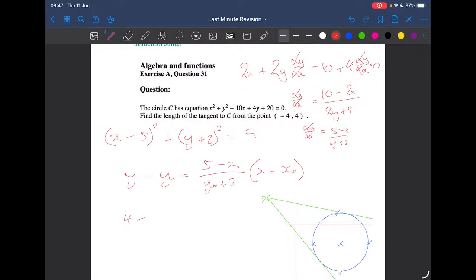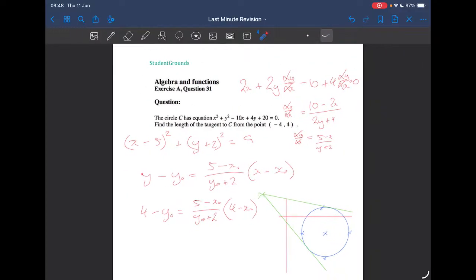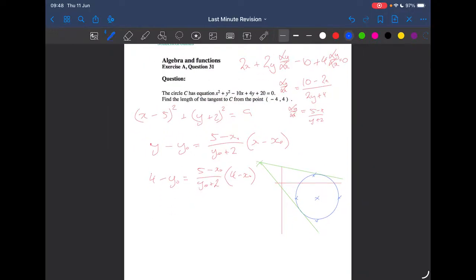We're going to have 4 minus y0 is equal to 5 minus x0 over y0 plus 2, and that's going to be x minus 4 minus this. I might be overcomplicating this. There might be some simpler way, but not one I can see off the top of my head. We want to find the difference between 4 and one of these points, but you can't just do the difference because it's hidden inside the square stuff. Unless we can do it from this, maybe. Maybe I'm overcomplicating this. Let's have another little go.